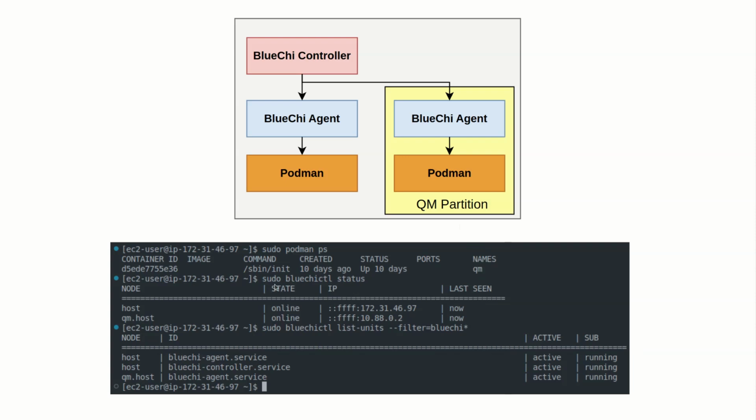And when I do a bluechictl status, you can see that the host is online, which is nothing but the actual host. And the QM partition is called qm.host, which is also online. Now, if I see the list of the controllers and the agents, you can see that the host has the BlueChi controller, similar to how I have explained over here, and the host has the BlueChi agent, similar to how this is over here.